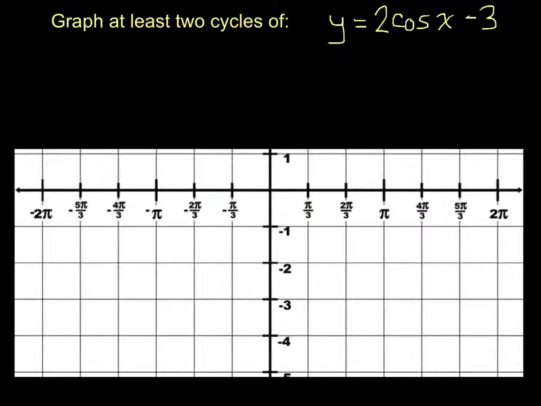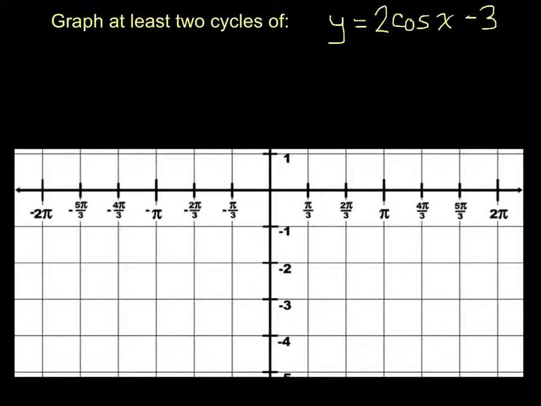So in this example, we're graphing y equals 2 cosine x minus 3. Now again, there's two changes from the parent function of cosine. It is moved down 3, and it's stretched vertically by 2. Now, these are all vertical changes going on here, because there's nothing sort of inside with the x. So let's identify the characteristics.